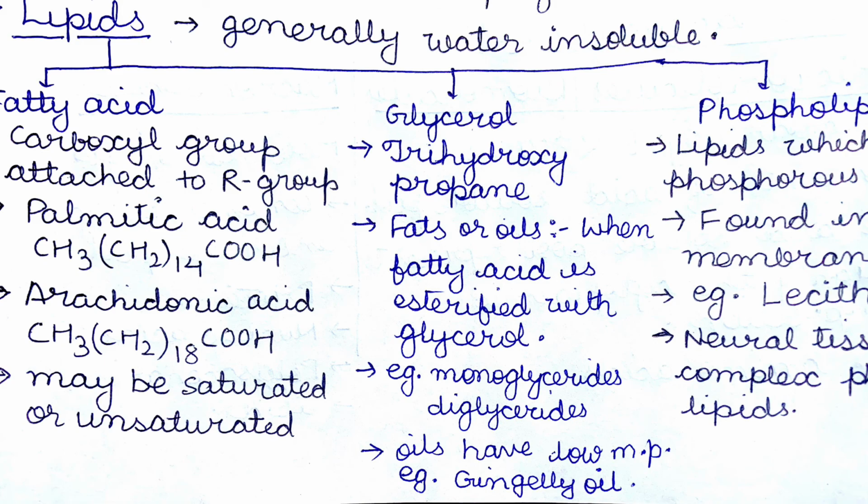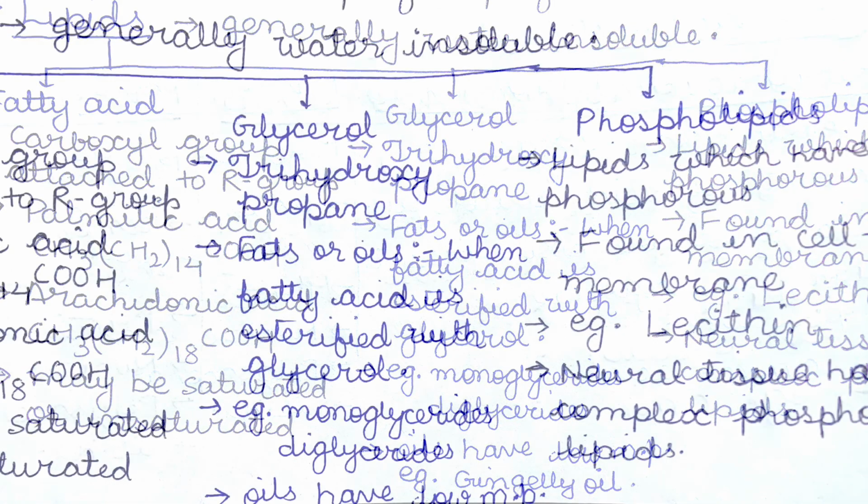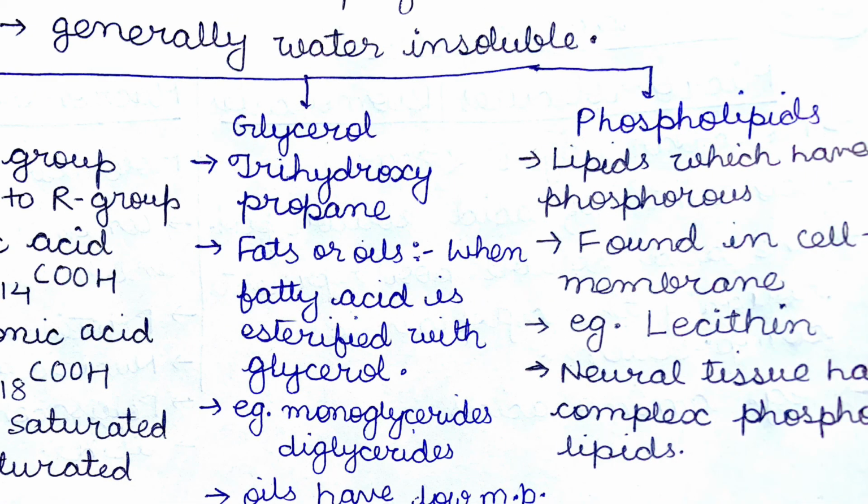Phospholipids are lipids which have phosphorus in them. They are found in cell membranes. For example, lecithin. Neural tissue has more complex phospholipids.